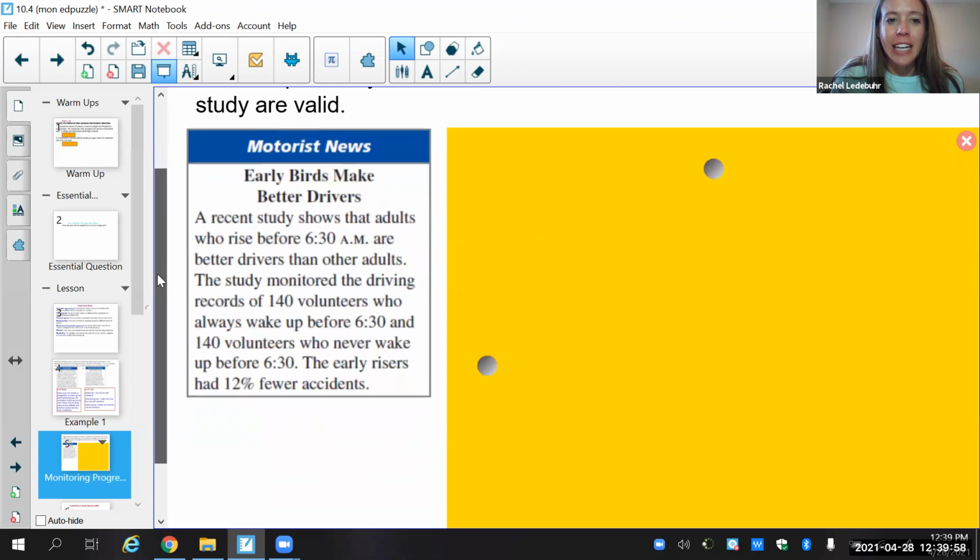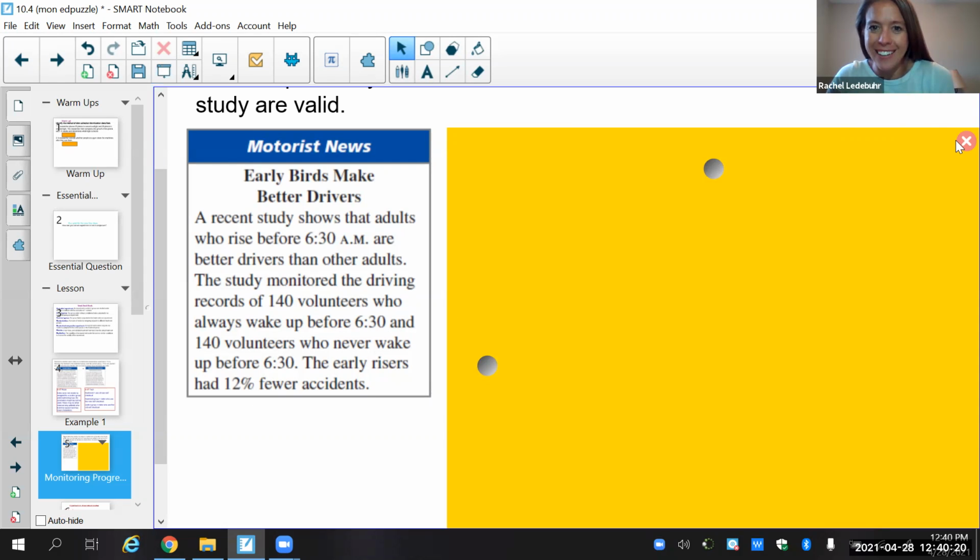So this study says that a recent study shows that adults who rise before 6:30 a.m. are better drivers than other adults. The study monitored the driving records of 140 volunteers who always wake up before 6:30 and 140 volunteers who never wake up before 6:30. The early risers had 12% fewer accidents.